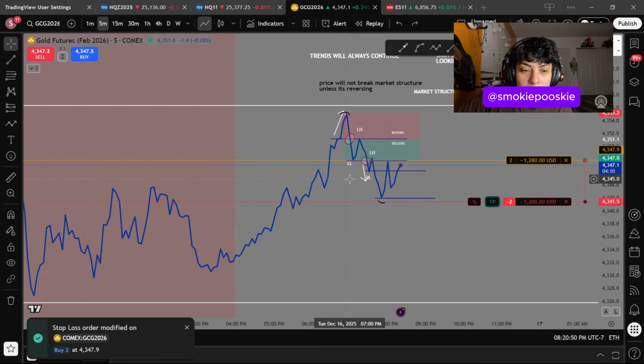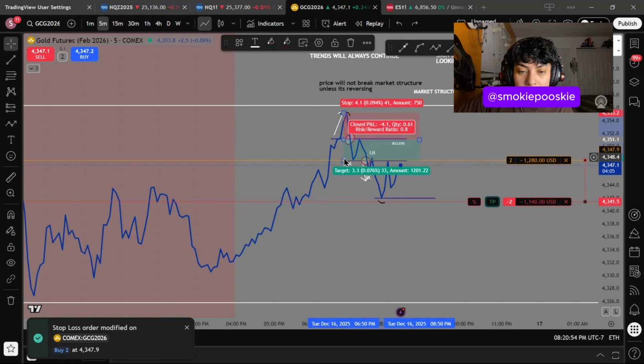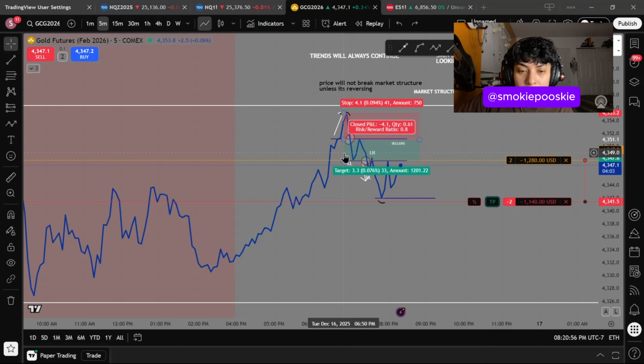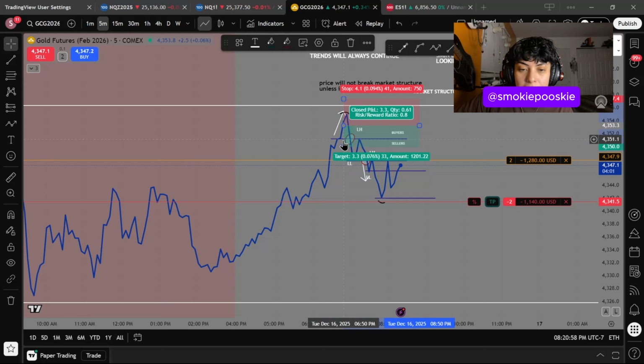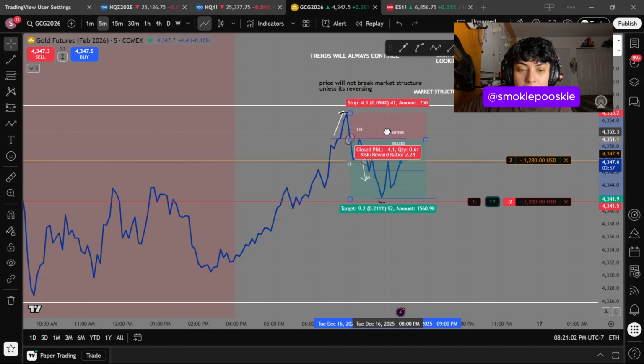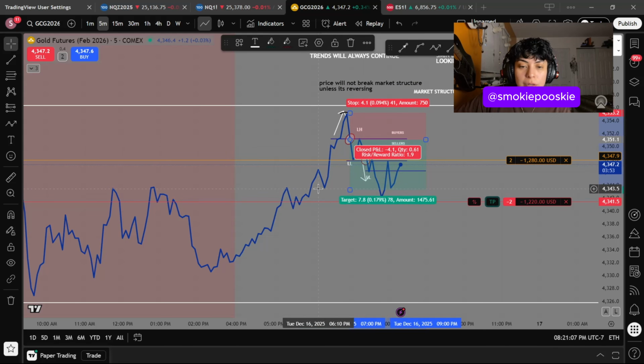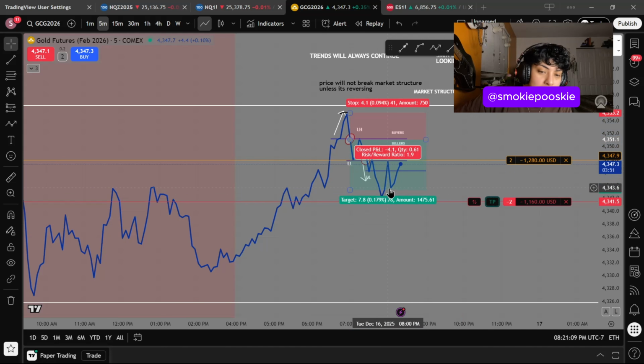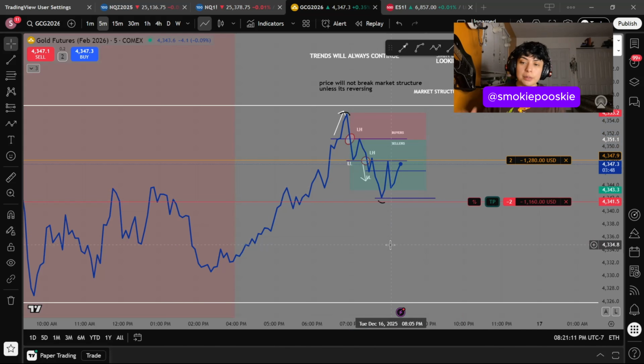So where is this? I wish I could move this. But we know that we're going to target it right there, right? This low right here is the low that we're going to target. Maybe it hits it, maybe it doesn't. That's why we're going to be monitoring our trade, our scalp.